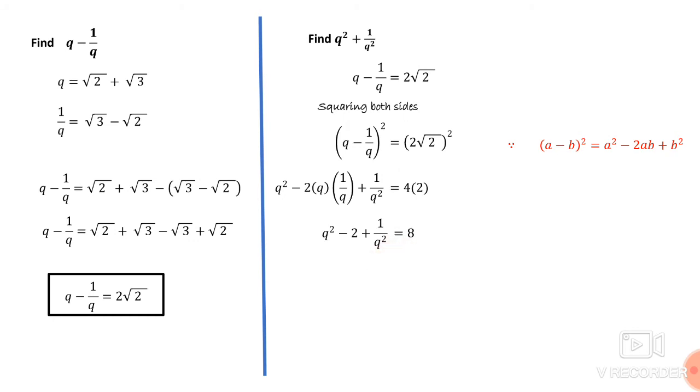To find the value of q square plus 1 upon q square, we will shift this minus 2 from left hand side to right hand side. It will be 8 plus 2, and 8 plus 2 is 10. This is the required value of q square plus 1 upon q square.